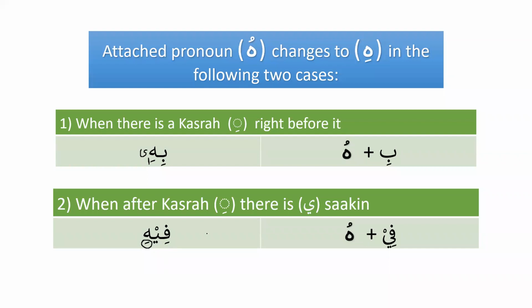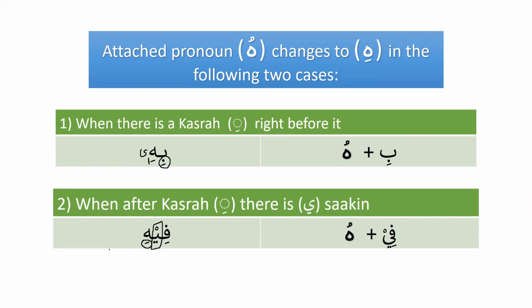So there are only two cases when who changes into he. Number one, there is kasra before it. And number two, when there is kasra and after kasra, we have ya sakin, then also it changes into he. And it will also be the case for the rest of the pronouns which are used for the third person.